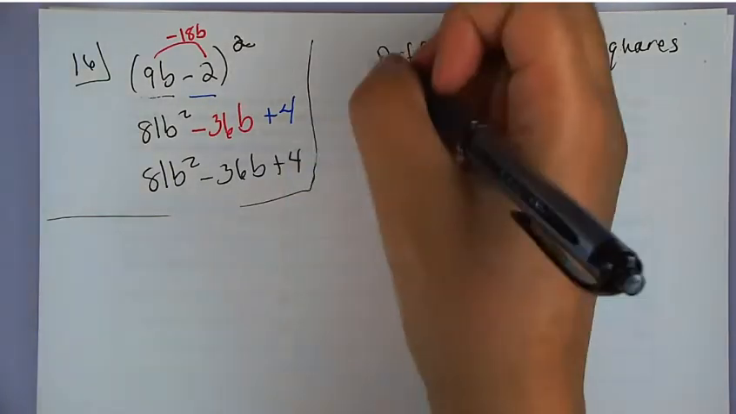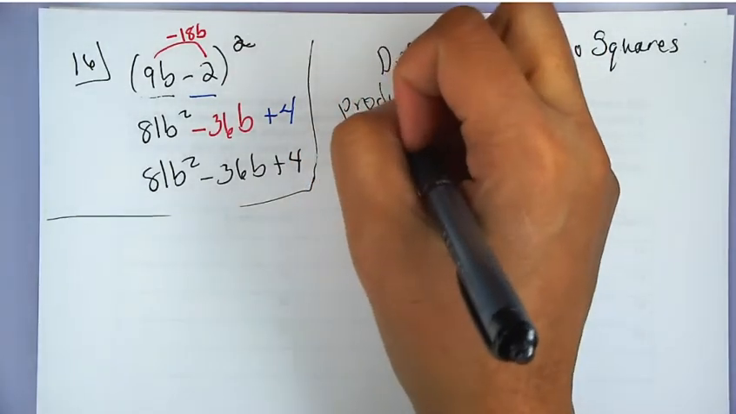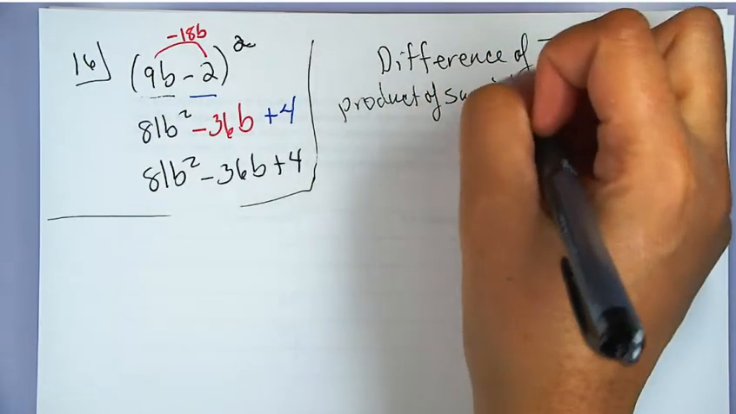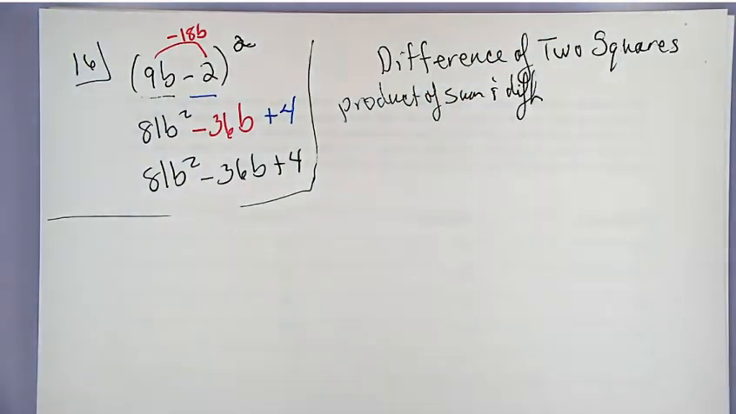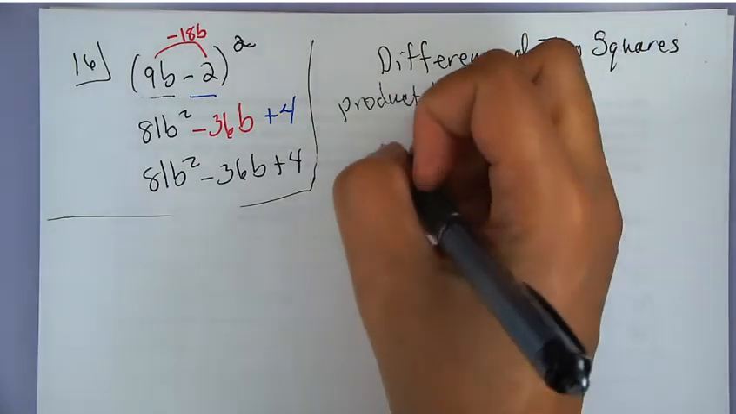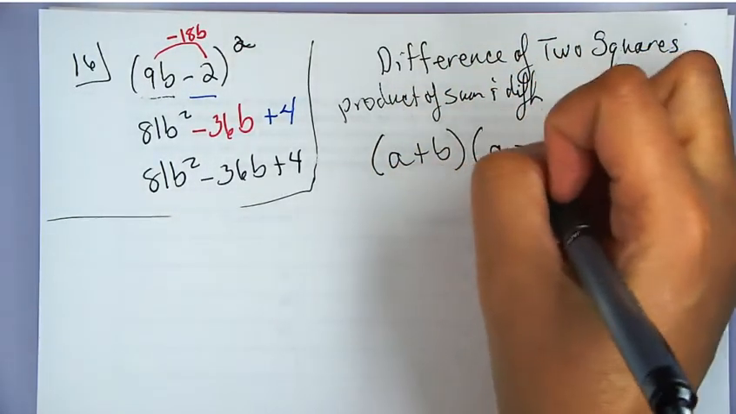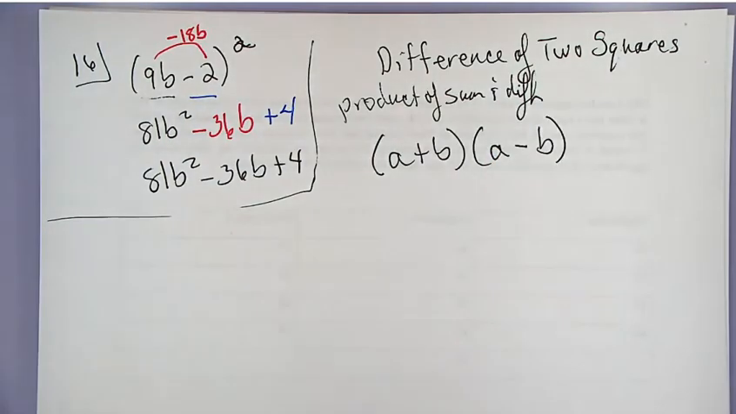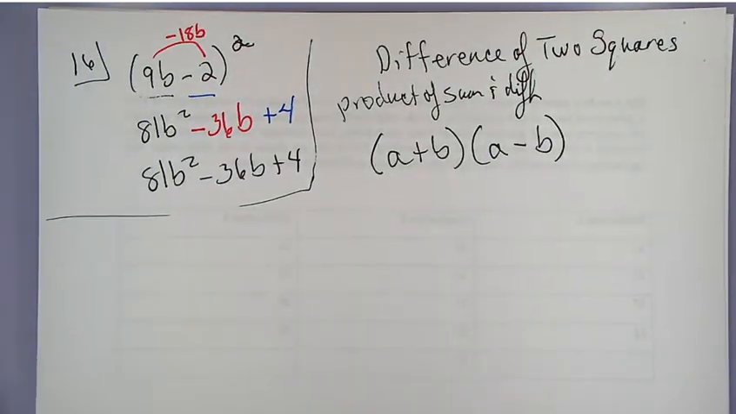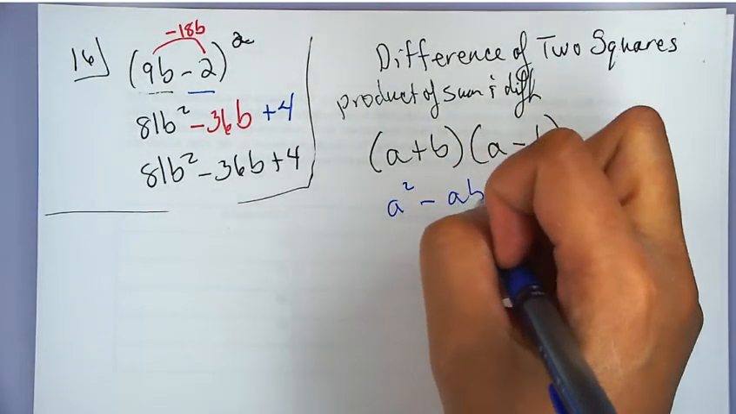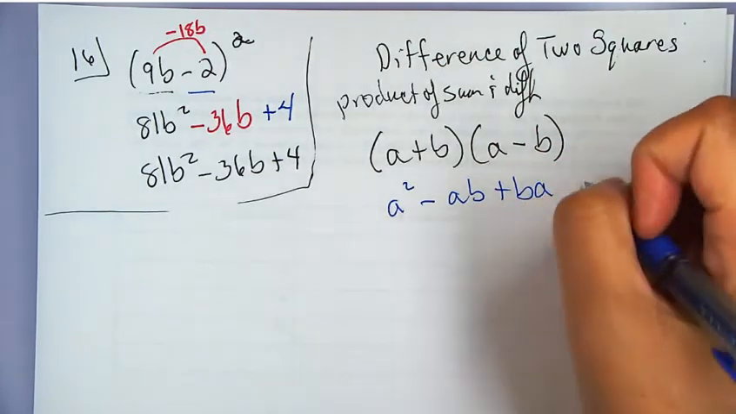They call this the product of a sum and difference. This is what your book calls it. The product of a sum and difference. Essentially, it's a plus b times a minus b. Let's multiply that out and see what we get when we do this. We get a squared minus ab plus ba minus b squared.